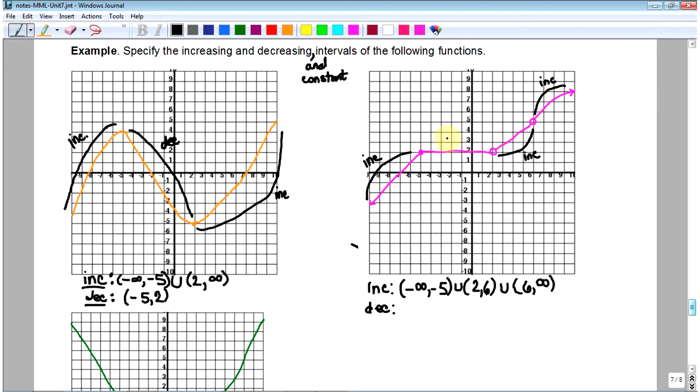Okay, is this function decreasing anywhere? No, it's never falling. Remember, you're always looking from left to right. So even though the arrow is pointed down, moving from left to right, we see our function's actually increasing. So it's never decreasing, so we can just put the empty set for that. And we do have a portion of this graph that's constant, meaning it has the same y value, so it's horizontal between -5 and 2. So again, we'll use parentheses since we don't talk about increasing or decreasing at a single value.